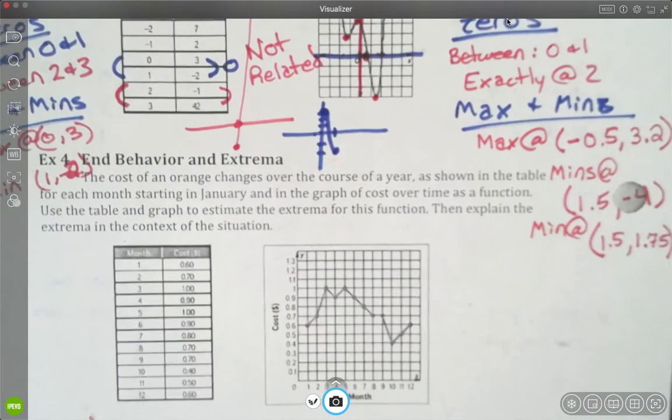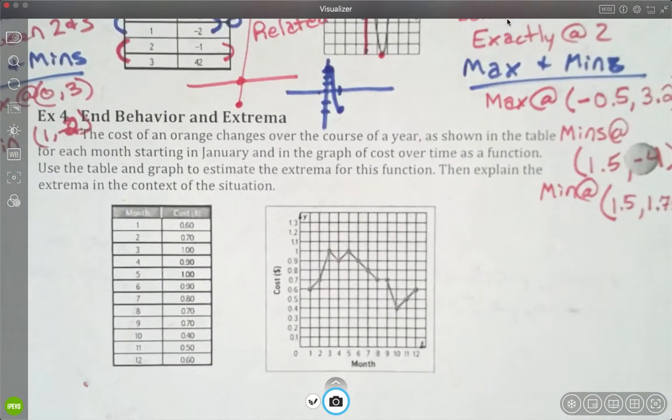All right, next, last example. The cost of an orange changes over the course of a year. Did you know that? Like the cost of strawberries. If it's not strawberry season, then they're really expensive, like $5 for one of those little cartons. But then my kids are like, but Mom, we need strawberries. No, we don't need them that bad right now because they're really expensive. So we have to go find a different fruit that's in season, right?